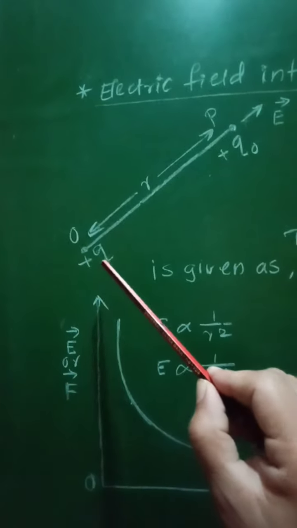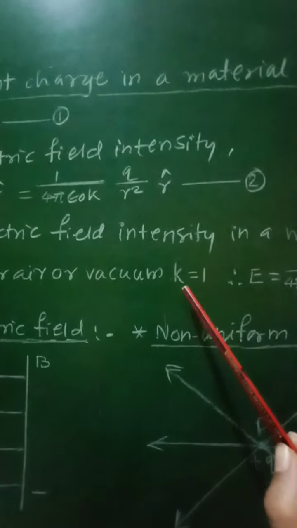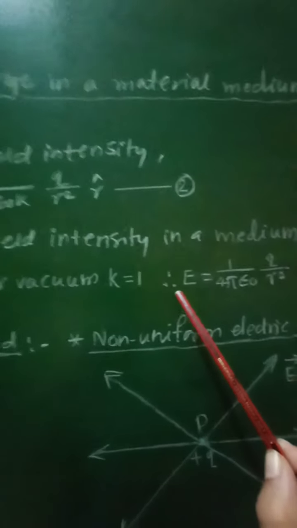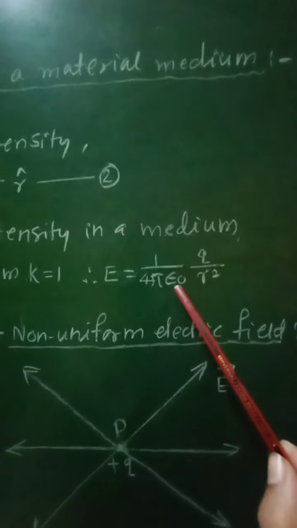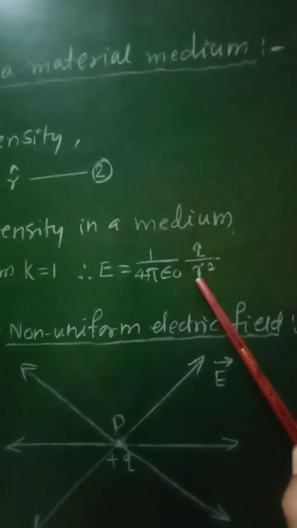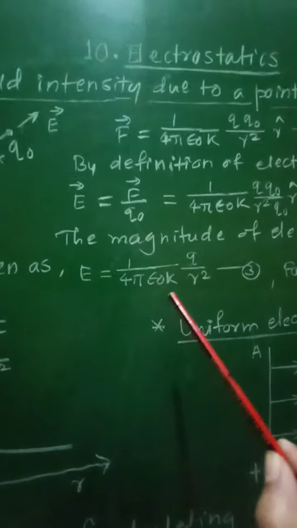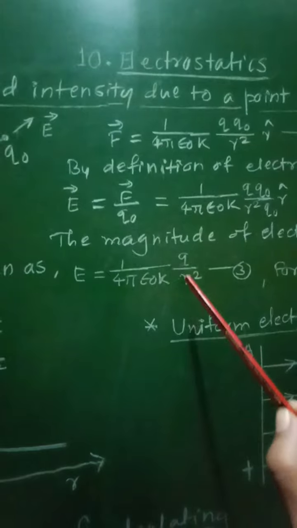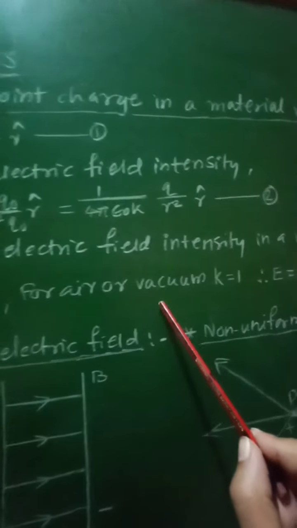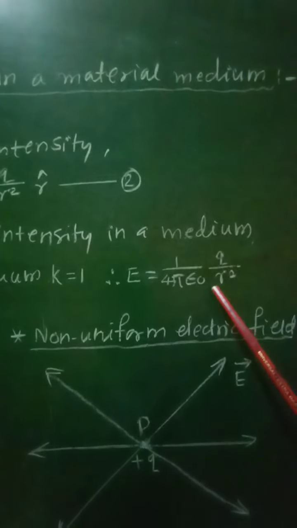Now if this point charge is placed in air or vacuum, then for air or vacuum the dielectric constant K equal to 1, and therefore the electric field intensity E will be given as 1 upon 4 pi epsilon 0, Q by R square. So if that point charge Q is placed in a medium of dielectric constant K, E equal to 1 upon 4 pi epsilon 0 K, Q by R square, and if it is placed in air or vacuum, then E equal to 1 upon 4 pi epsilon 0, Q by R square.